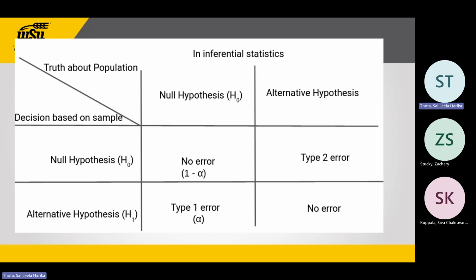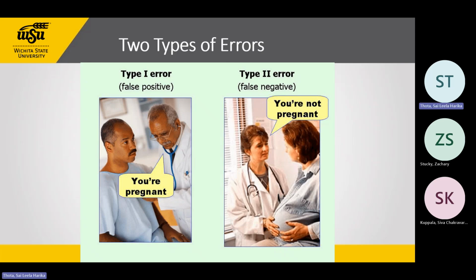So if there is a difference between the predicted value and the actual value, you will get error. If not, you won't get error. And there are two errors: one is type 1 error and another is type 2 error. So these are simple examples of the two types of error.